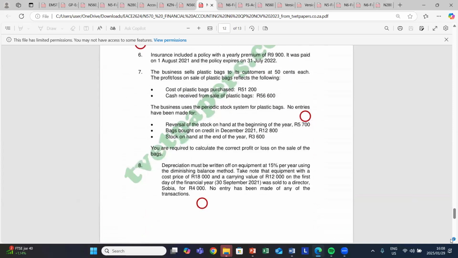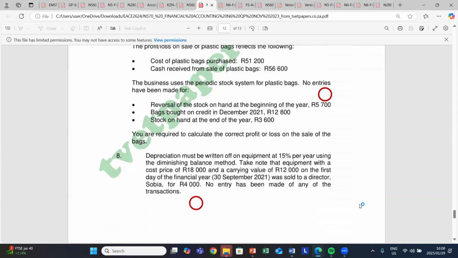Let me zoom this for you. That is a transaction for depreciation. They say that depreciation must be written off on equipment at 15% per annum using the diminishing balance method, using the carrying value method. Take note that equipment with a cost price of 18,000 rand and a carrying value of 12,000 rand on the first day of the financial year was sold to Sobia for 4,000 rand. No entry has been made of any of the transaction.